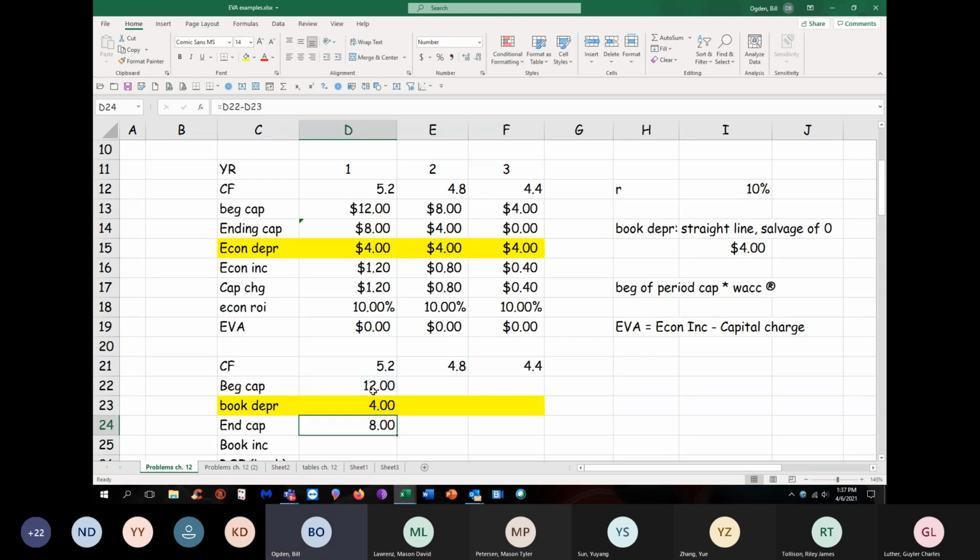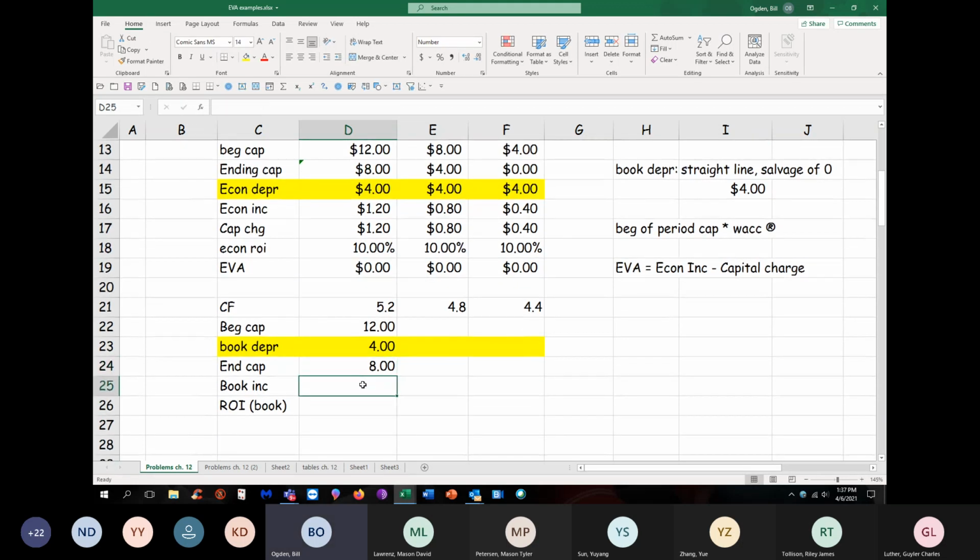Okay, we get the ending cap. So book income. Book income is pretty much the same calculation as economic income. It's just the cash flow minus the book depreciation instead of the economic depreciation. So we say here equals cash flow minus the book depreciation.